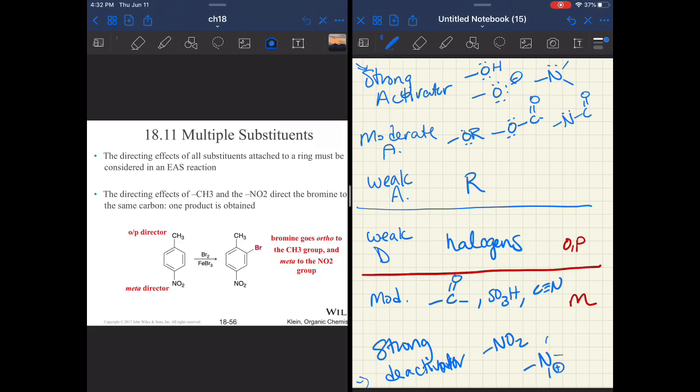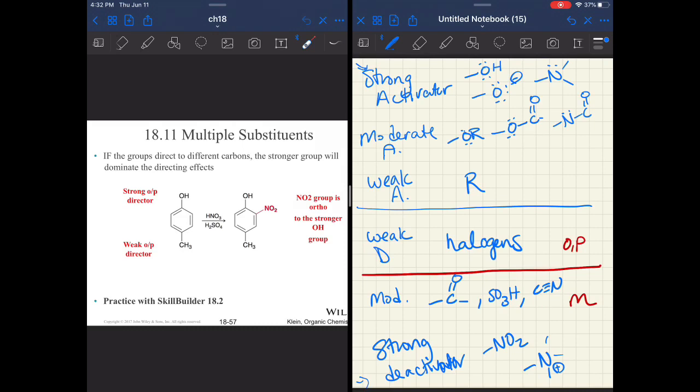Now, we're going to start off just looking at this example here. This is an example where the two substituents direct to the same carbon. Your CH3 directs to ortho-para. Well, the para is blocked. You're only going to substitute for a hydrogen. You're not going to replace anything else. The nitro group directs to the meta position to the nitro group. So both substituents are directing to the same places. So bromine is going to go ortho to the methyl. It could also have been on this side. It will not go here. It will not replace the NO2.